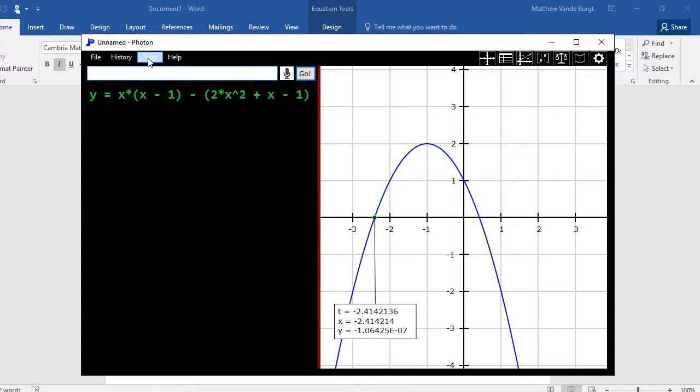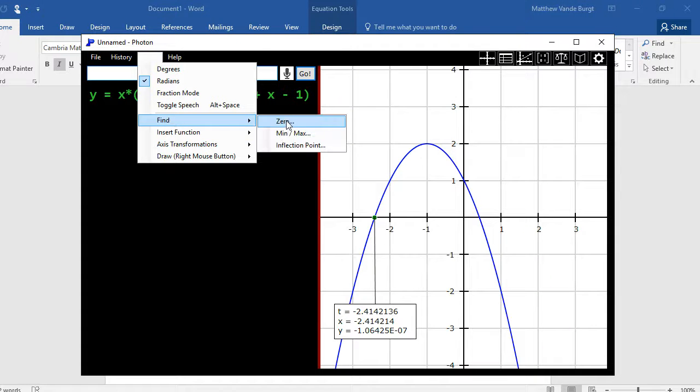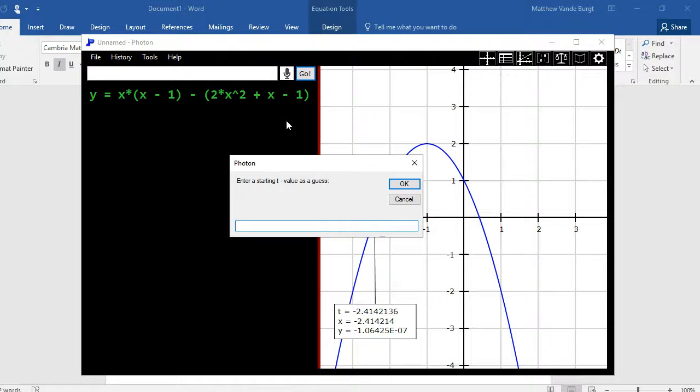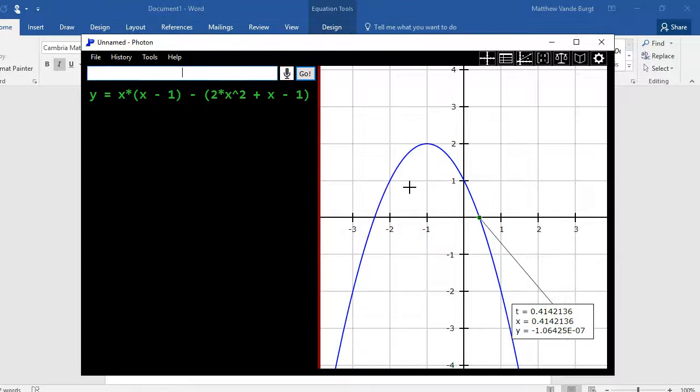To find the other one, just repeat the whole process: Find 0, and then I'm going to enter 0 as a starting guess. There we go. Click OK. So now we have 0.4142. So there's our two solutions, negative and positive, for this one. That's how that works.